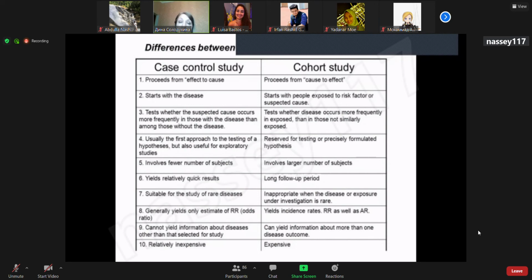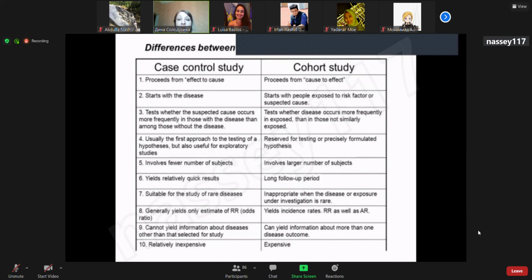The next difference is that a case control study tests whether the suspected cause occurs more frequently in people with the disease compared to those without the disease. In a cohort study, we test whether disease occurs more frequently in exposed compared to non-exposed, which is absolutely a different approach. Case control study usually uses the first approach to the testing of hypotheses, but can be used for exploratory studies.